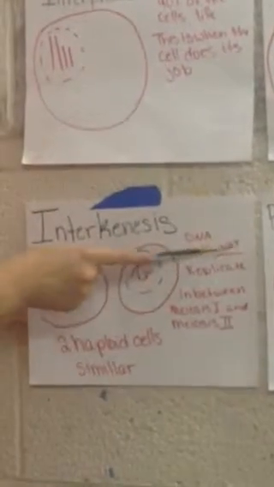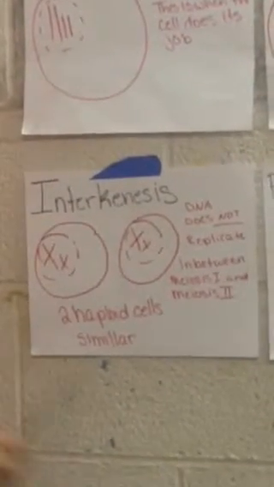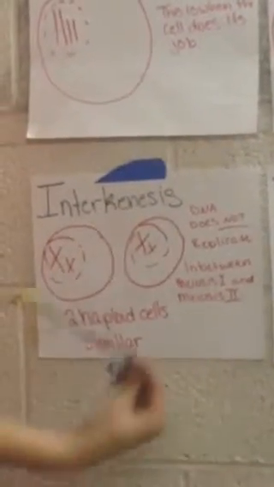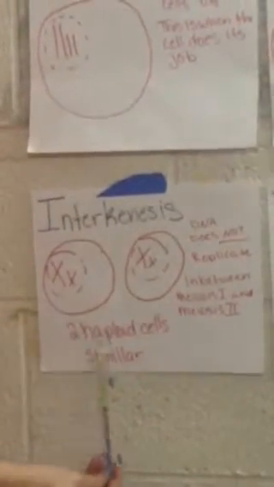Interkinesis. DNA does not replicate in interkinesis. This is the stage in between meiosis 1 and meiosis 2. The result is two haploid cells that are similar but not identical.